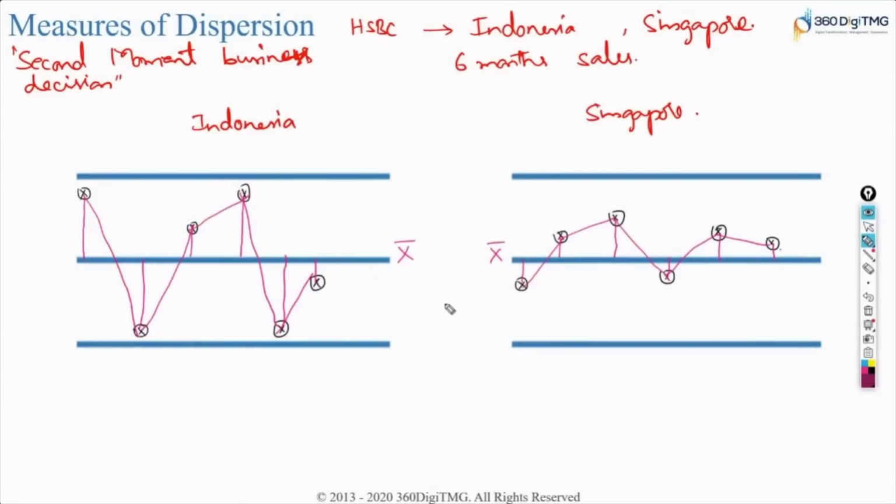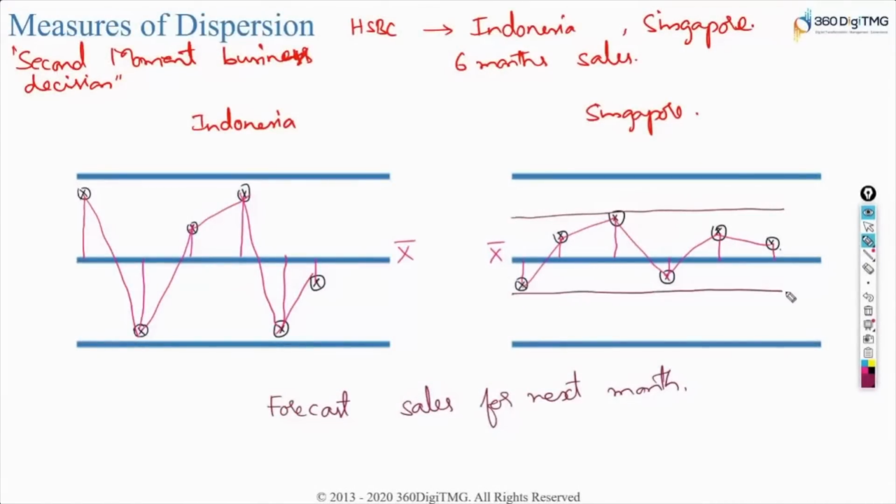Now, if HSBC asks you to forecast the sales for next month, then would you be more comfortable forecasting the next month's sales for Singapore, where the variation is less? Or would you be more comfortable forecasting the sales for Indonesia, where the dispersion is more? Where would you be more comfortable, Singapore or Indonesia, in forecasting the next month's sales?